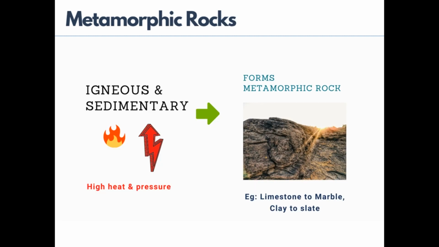Next come metamorphic rocks. Whenever igneous and sedimentary rocks are placed under high heat and pressure, they get converted into metamorphic rock. For example, limestone turns into marble when subjected to heat and pressure. Similarly, clay changes into slate.